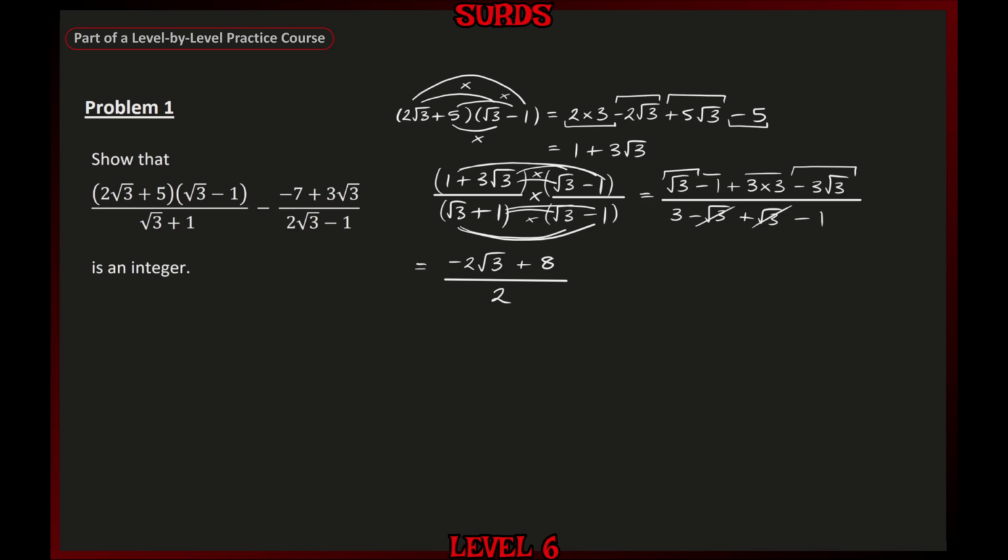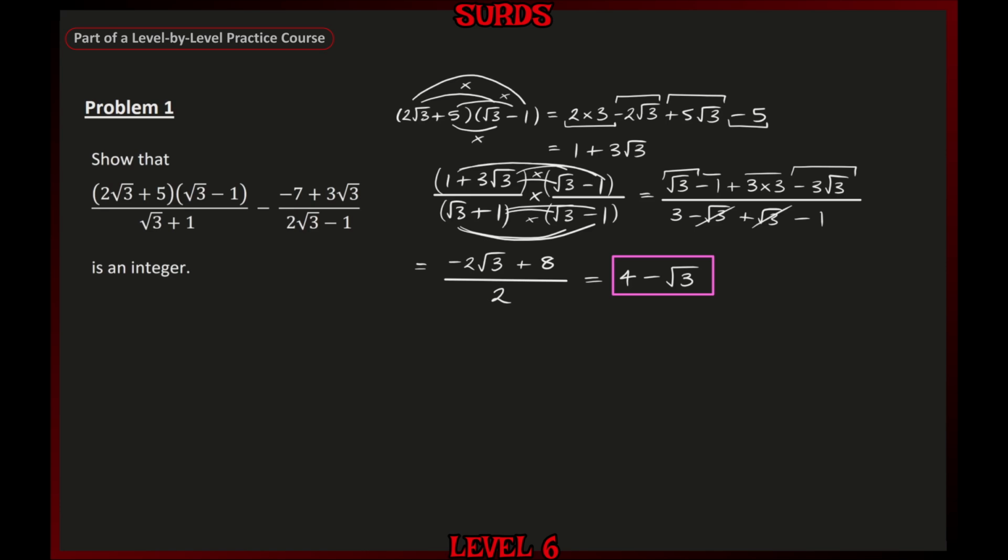Now, because minus 2 root 3 and plus 8 can both be divided by 2, we can simplify one step further. And so we can divide the 8 by 2 to give us 4, and minus 2 root 3 divided by 2 gives us minus 1 root 3, or just minus root 3. And the only reason I've swapped those around is because it's a bit neater to have the positive value first.